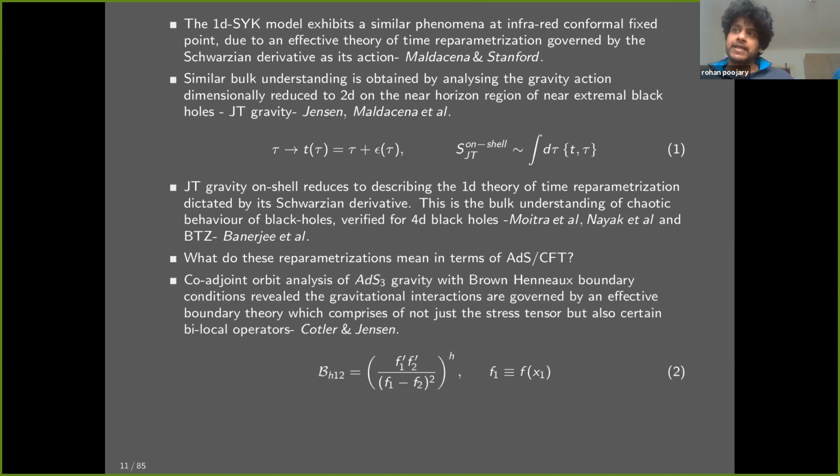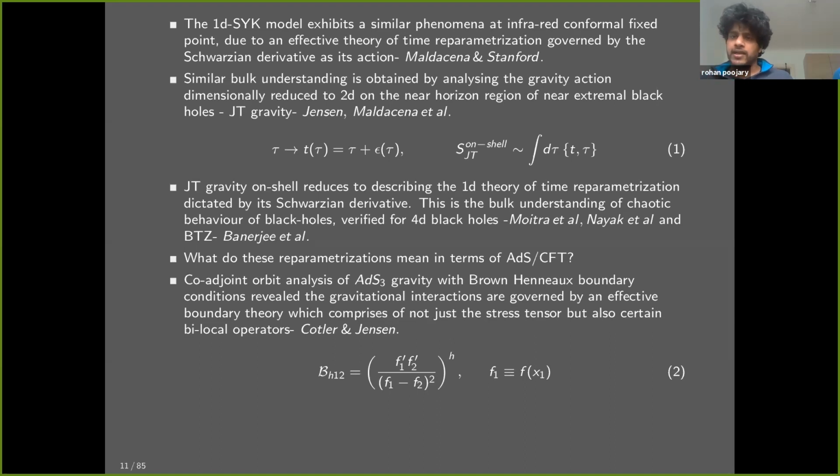The fact that it was uncovered in this manner comes about because of a work by Cotler and Jensen. What they did was analyze the coadjoint action of AdS3 gravity with appropriate Brown-Henneaux boundary conditions, which are relevant if you're imposing Dirichlet boundary conditions. And they found that the effective theory they get does not simply comprise just the stress tensor, but it also comprises a bilinear of reparametrizations.